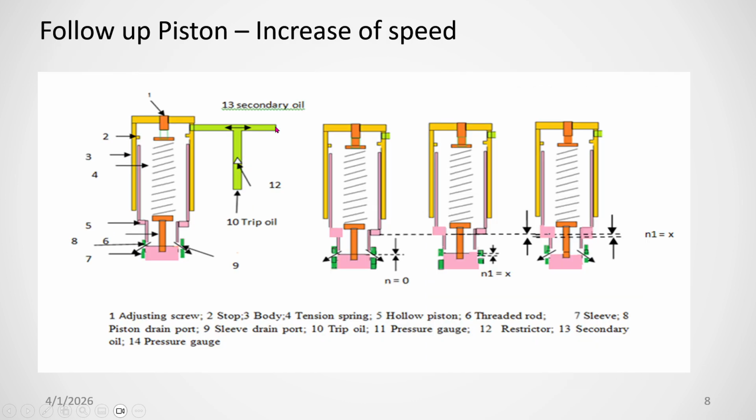For increasing the speed, this is the steady state condition. At this condition, the two holes are just simply closing. Minor oil leakage is there. Minor leak of oil leakage is there. Suppose you want to increase the speed, what will we do?